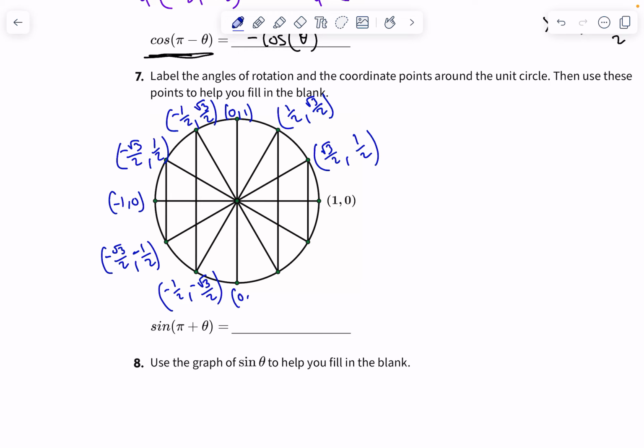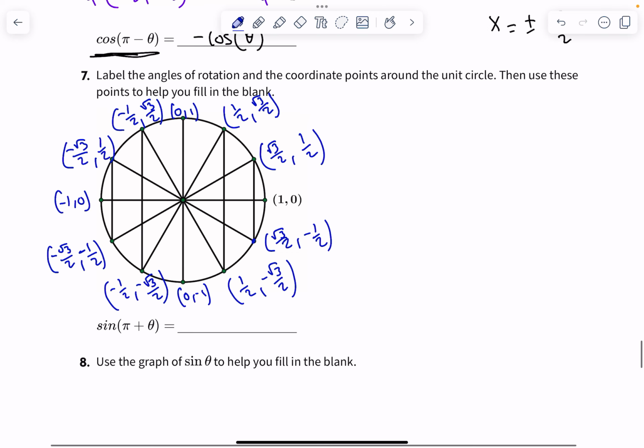This right here is 0, negative 1. Here, now I'm positive x, right? So this x is 1/2, and my y is going to be negative square root 3 over 2. And then last but not least, right there, what do I get? I'm going to get positive square root 3 over 2, negative what? Negative 1/2. Okay.